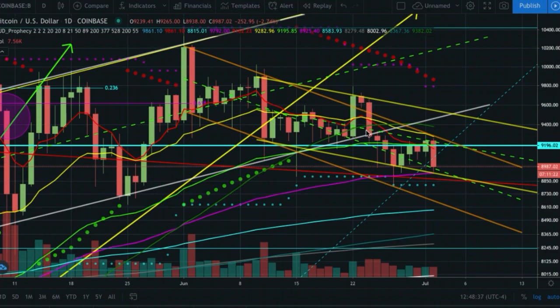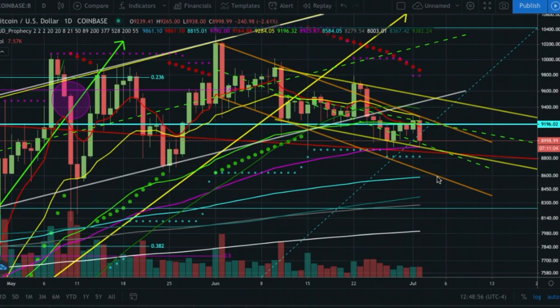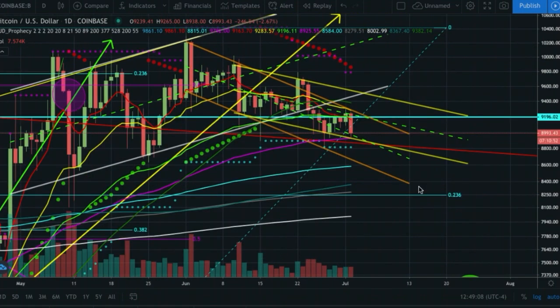And then we immediately dump back inside of it, revalidating our orange channel, which is the more reliable of the two patterns. That's why I would expect, more likely than not, that we consolidate right here, try to push back up, fail, and then sell back off to the bottom of this channel. And that's right in line with our moving averages. So we have the 200 exponential on the daily, the 200 simple on the daily, and then we have obviously the 377 and 528, but that all lines up with the fib right here at the 236.